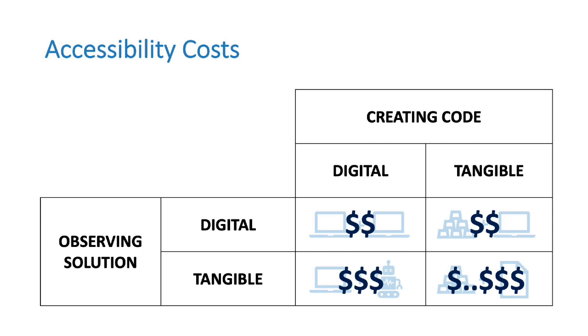Completely tangible solutions can be the least costly, as they do not require access to digital devices or the internet. They can be made up of specialized hardware, which can become very expensive. However, they can also be made with paper, dice, and blocks, and other things, which can keep costs low.